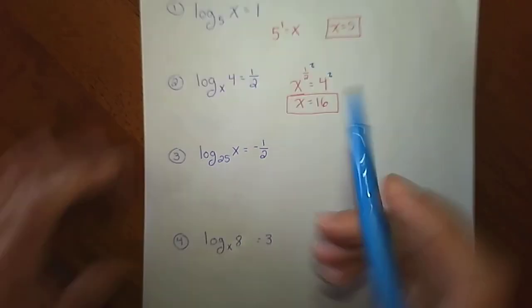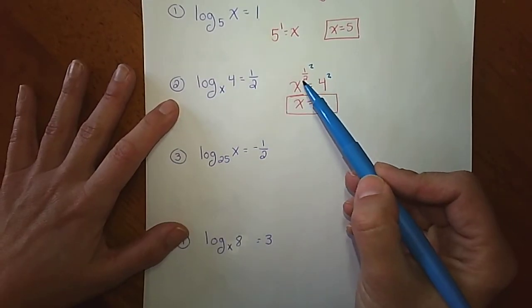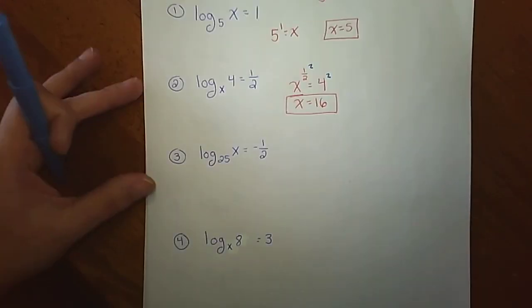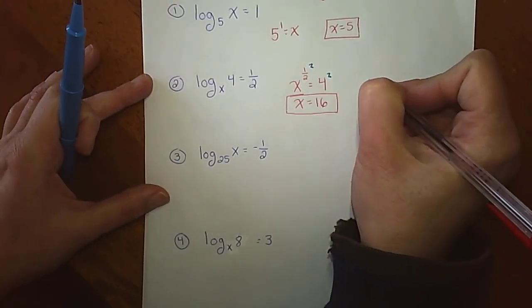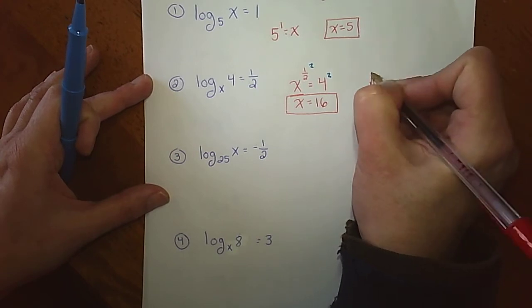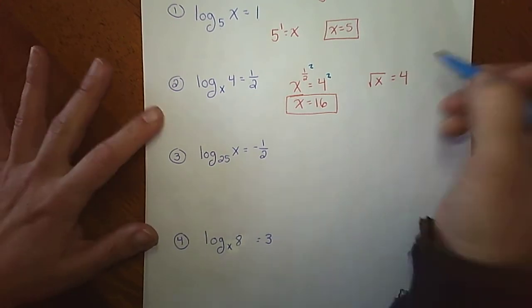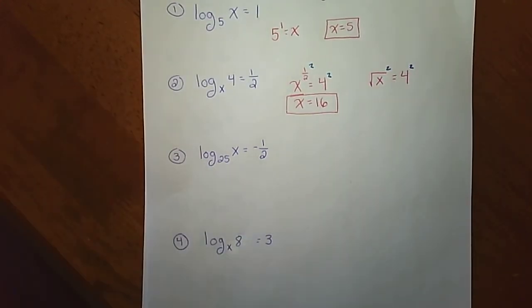The reason I'm squaring both sides is because we always raise it to the reciprocal exponent. Another way of thinking about it is you could have said, okay, x to the 1/2 means radical x equals 4, a radical equation. And then you could square both sides and you get the exact same answer, x equals 16.